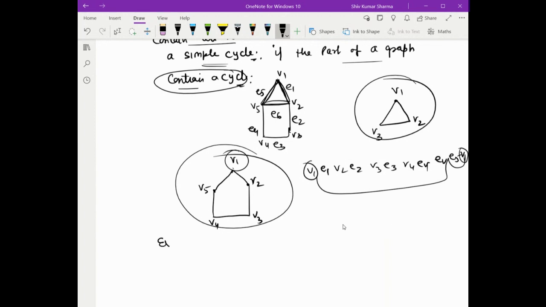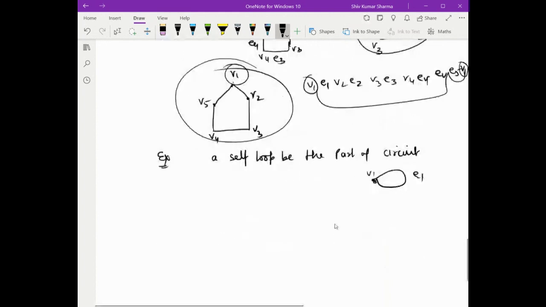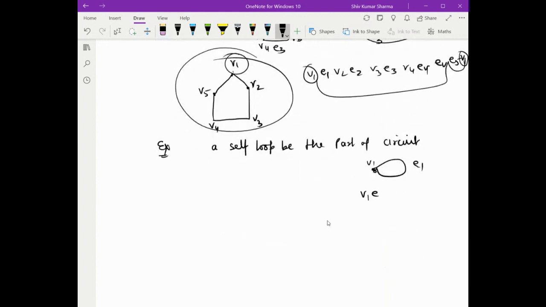So we can say that a self loop can be part of a circuit or cycle. We write it as part of a circuit because we have only one vertex. So this is vertex 1, and we have edge E1. So we write the sequence V1, E1, V1, E1, V1. So this is the alternative sequence. So a self loop can also be part of the circuit.